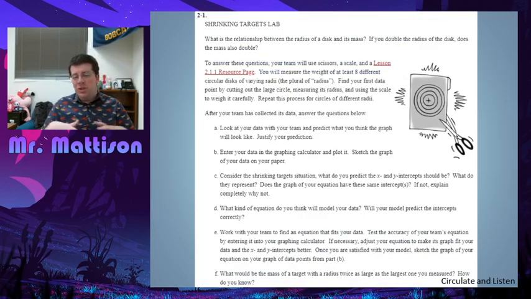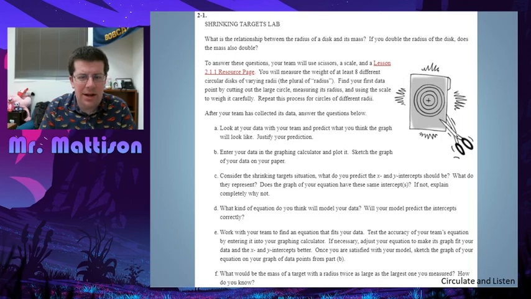What we normally would do here is we get a piece of cardstock and we have concentric circles drawn on it, and we're going to cut out rings that gradually get smaller and smaller. And we're going to weigh those. So basically we're trying to weigh a circle of different radii and see how the weight or the mass of it changes as I reduce that radius down.